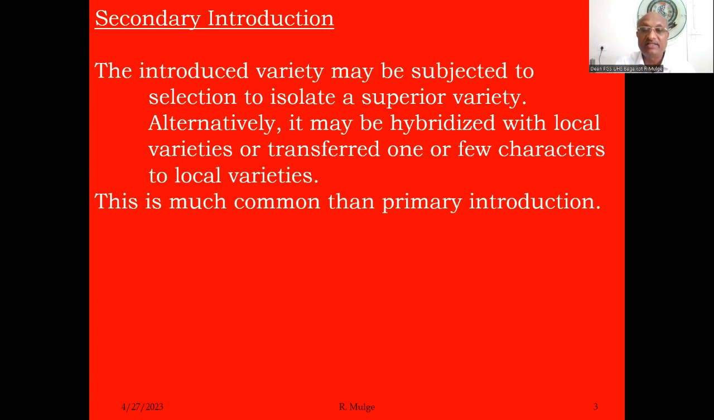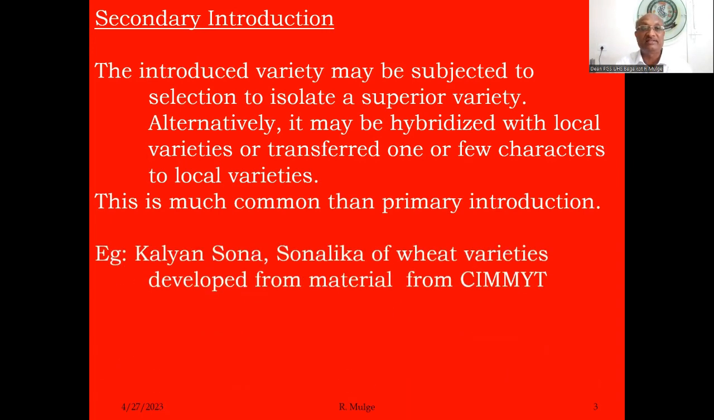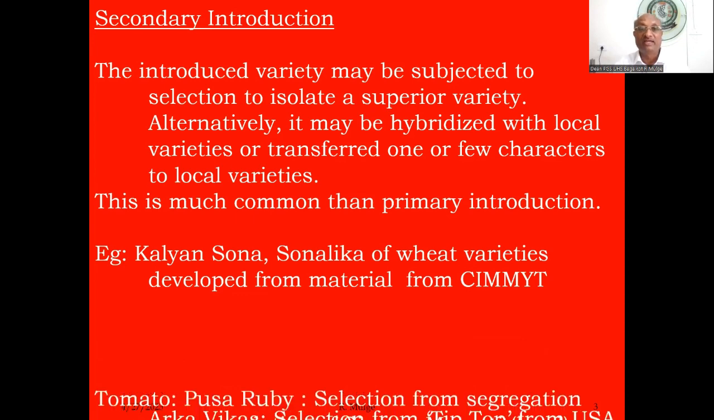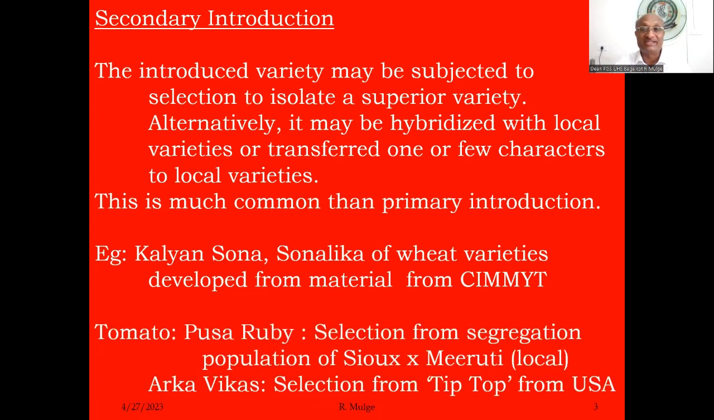This is much more common than primary introduction in most countries. For example, Kalyan Sona and Sonalika, wheat varieties developed from material which was introduced from abroad. These new varieties were released with our own names. So the material used to develop Kalyan Sona was introduced.